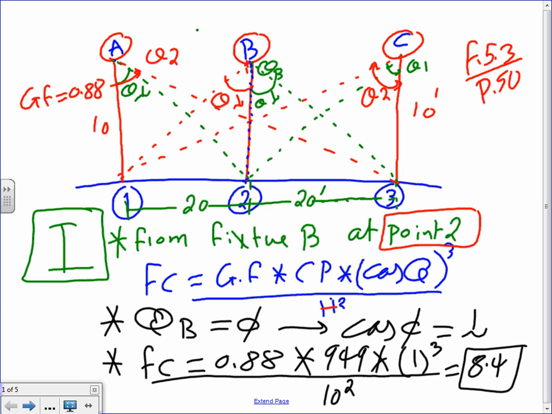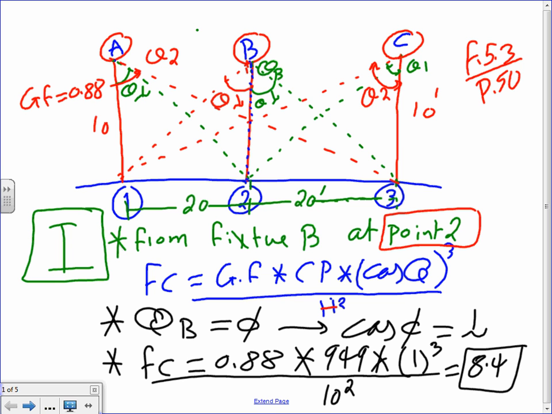Do you know why we came up with 0? Because it's right underneath it. What's cosine 0? Always 1. Where did the 949 come from? This is from Fig 5.3, page 50, based on an angle 0 for this particular fixture. Make sense? Piece of cake.